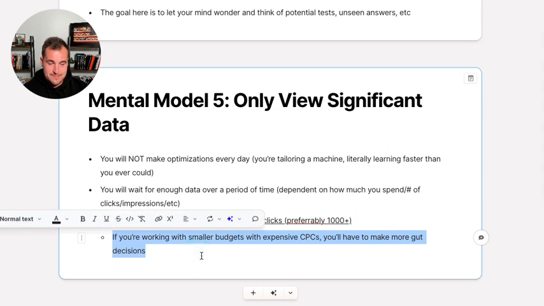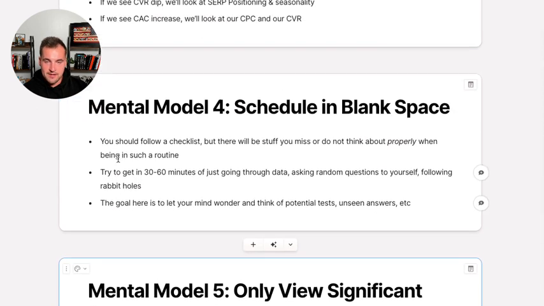If you're working with smaller budgets with expensive CPCs, you have to make more gut decisions. So again, let's say you're doing a lawyer, for example, or a SaaS with really competitive stuff. If the sales cycle is long, let's say it's 60 days on average, and you're spending $100 a day, but your CPCs are $30, you're only getting 2 to 4 clicks a day. I mean, you can wait months on months, but it could break the business. So you might need to make decisions shorter or try to really force volume through other means. Can I get more clicks via display, via YouTube, and make other data decisions that way rather than relying on search ads? So that's just 5 different mental models I really like to use.